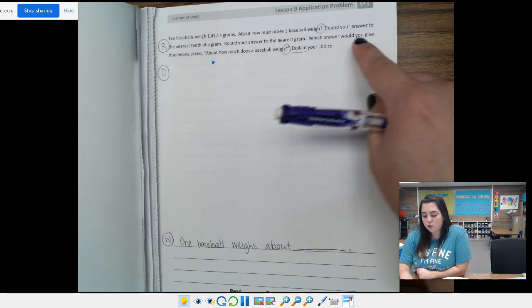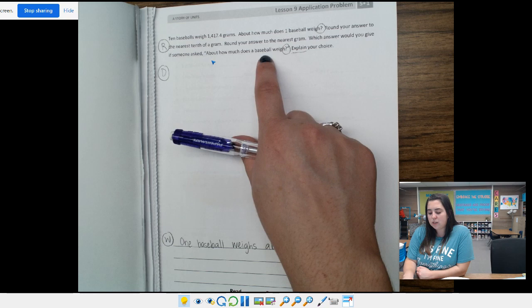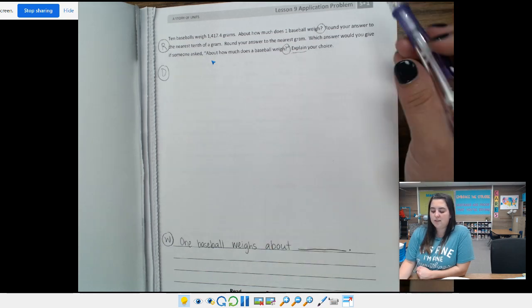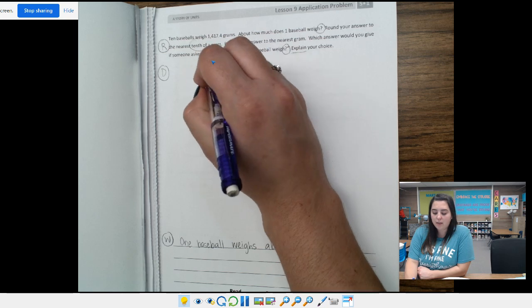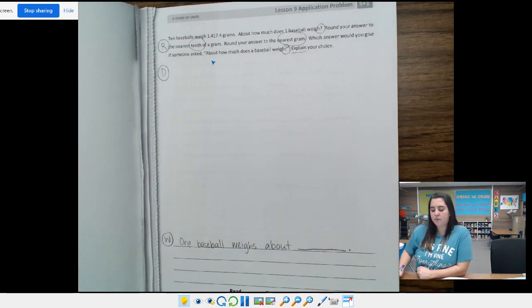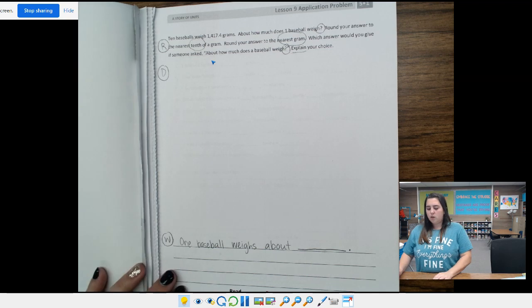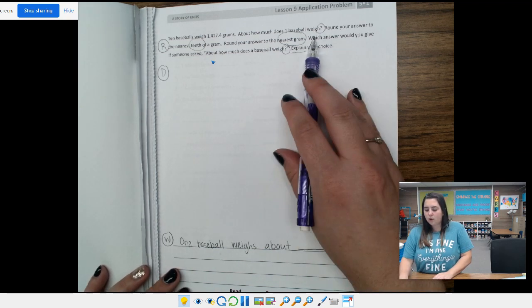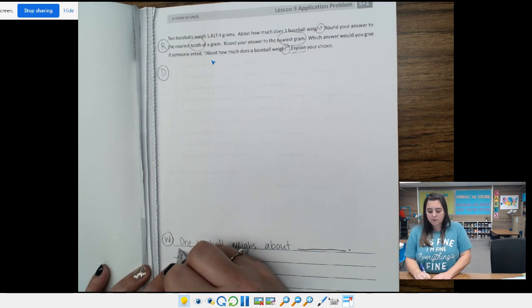Which answer would you give if someone asked about how much does a baseball weigh? Because before this, they want us to round it first to the nearest tenth and then to the nearest gram. So we're going to have to do 2 different roundings, and they want to know which answer makes more sense. So let's restate that.